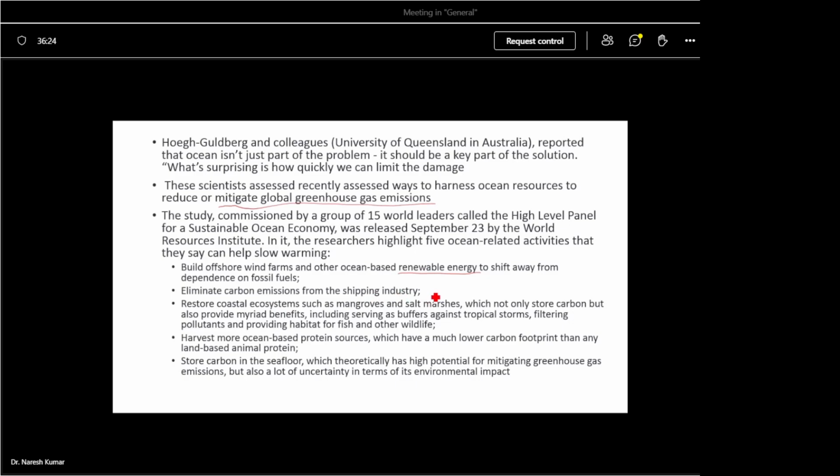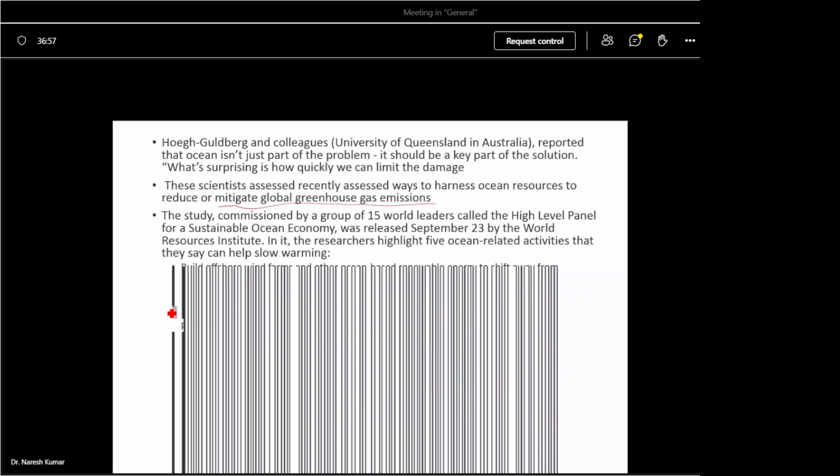And then we have restored coastal ecosystems such as mangroves and salt pans. These not only store carbon, but they also provide numerous benefits. As I told you, they act as a buffer in preventing damage due to tropical storms, filtering pollutants, and providing habitat for fish and other wildlife. Now see how a simple misstep from us can damage so many things, and how a similar simple approach can revert it.